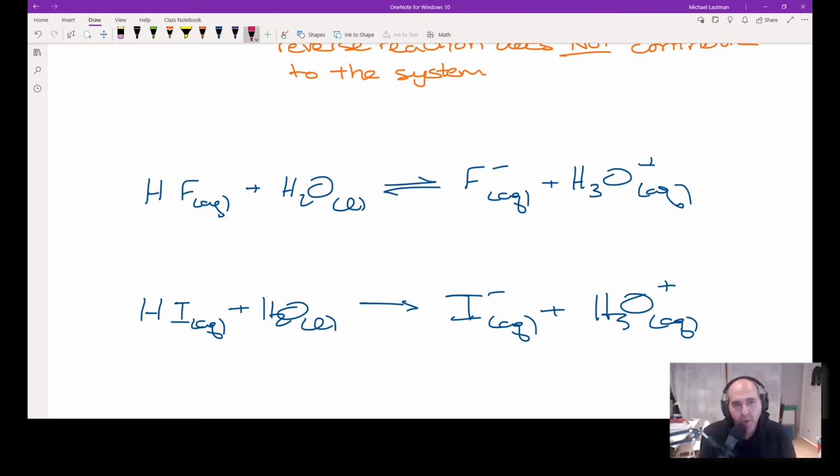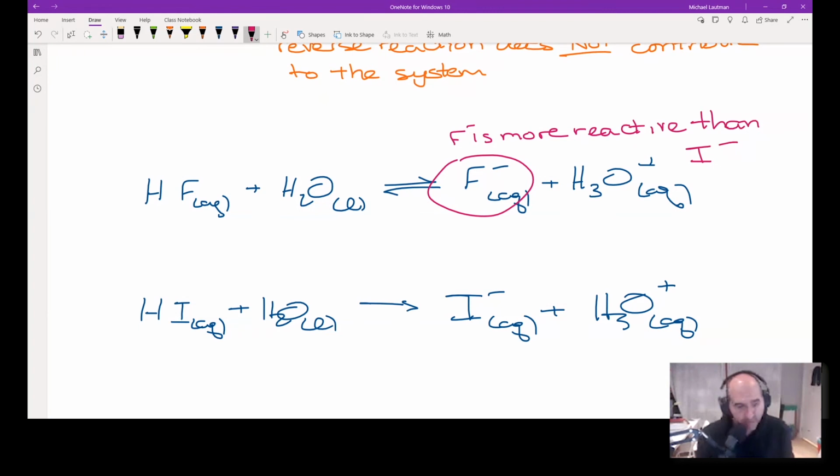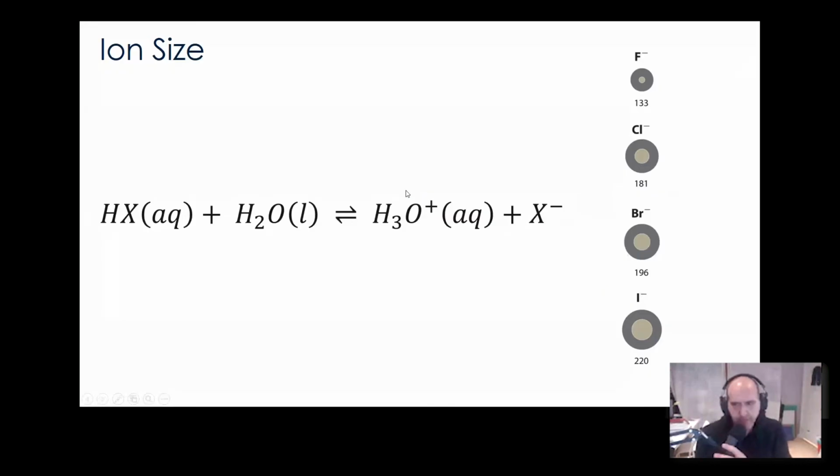So the difference, why is HF a weak acid and HI a strong acid? It's because this is more reactive than I minus, basically. F minus is not stable. And so, again, why is that? And the reason, we're going to go through basically a hierarchy of properties to analyze. The first thing that we're going to look at is what is the atom or the ion essentially carrying the charge.